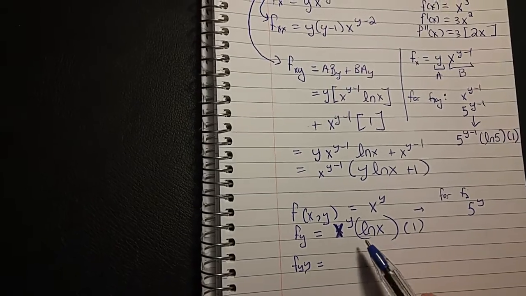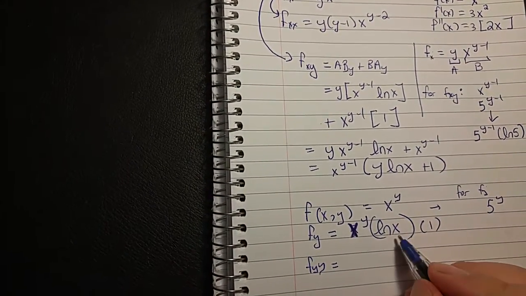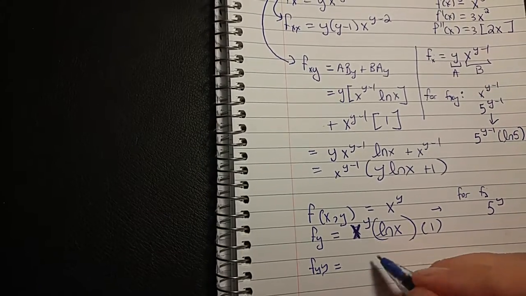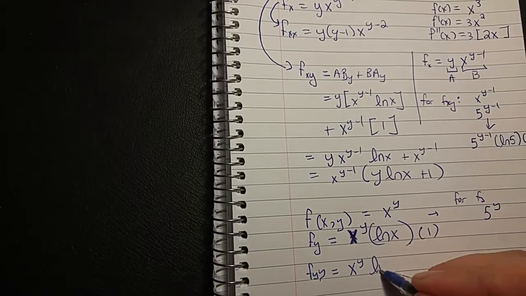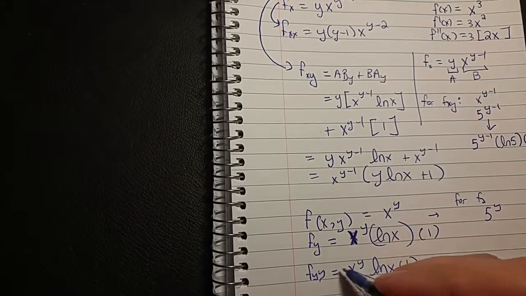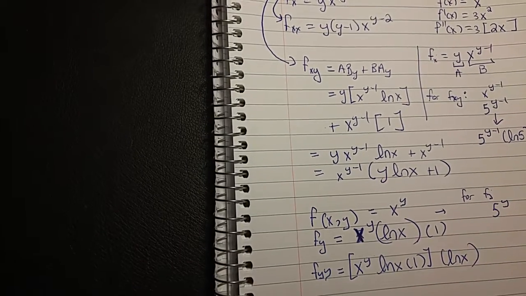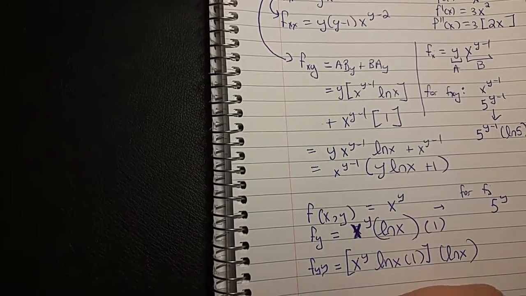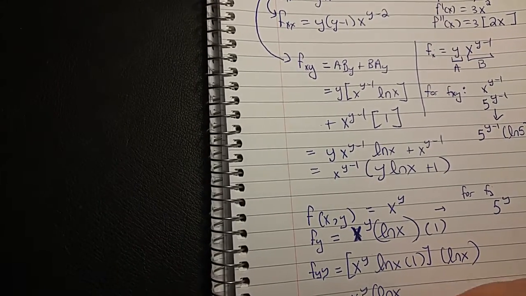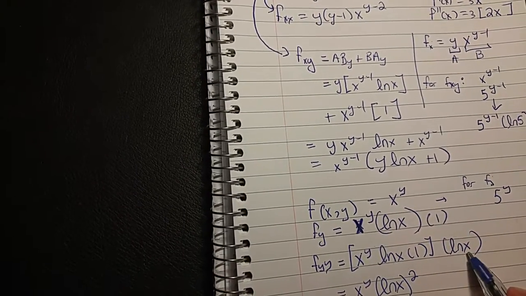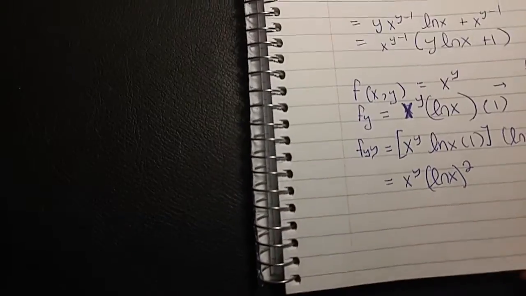So ln of x is a constant. It's going to wait outside. It's not going to participate. It's going to be multiplied by the derivative of x to the y. Derivative of x to the y is x to the y times ln of x times 1, multiplied by the ln of x, the constant that was waiting outside. So we can rewrite that as x to the y times the ln of x all squared. We have a ln of x times ln of x. Okay, and that's fully simplified.